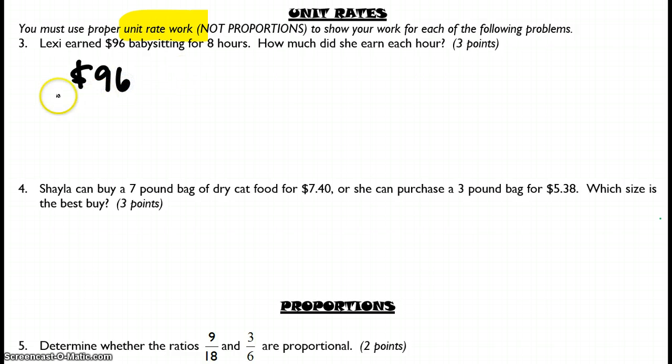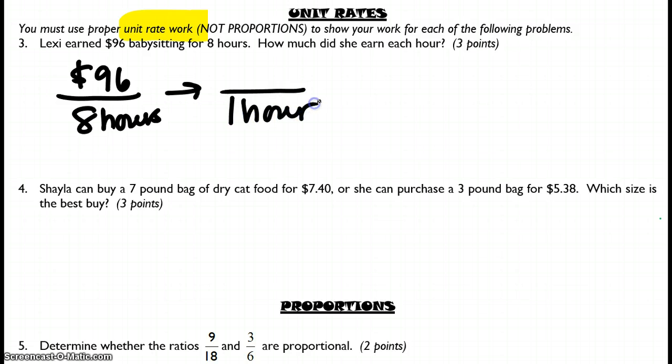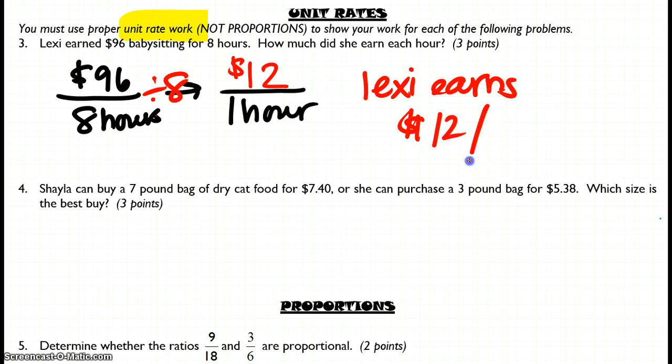So Lexi earned $96 babysitting in 8 hours. And I want to know how many dollars she earns in 1 hour. So to do that, my pen won't let me change colors. Oh, yes, it will. To do that, I need to divide the top and the bottom by 8. Because I divide the numerator and the denominator by the denominator, because 8 divided by 8 gives me the 1, and 96 divided by 8 gives me 12. So Lexi earns $12 per hour.